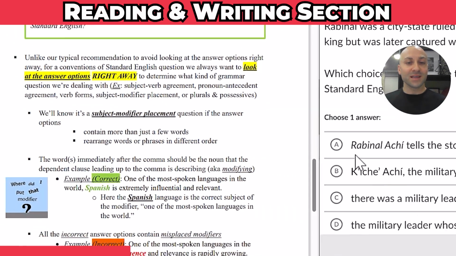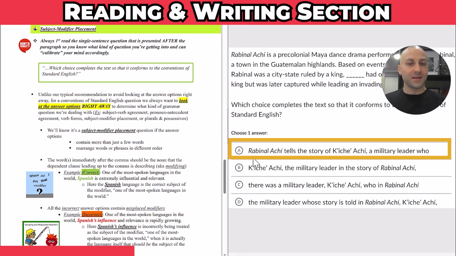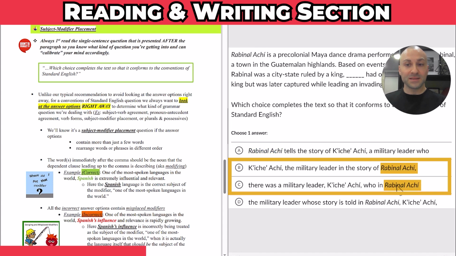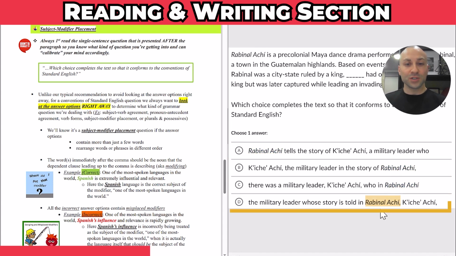And notice in our example, you have this Rabinal Achi, is how I'm going to pronounce it, but you have it located at the beginning here. You have it at the end in options B and C. You have it toward the end in option D. And then same thing with this name. You have it located kind of toward the middle, front, middle, end. So this matches perfectly with the subject modifier placement question.